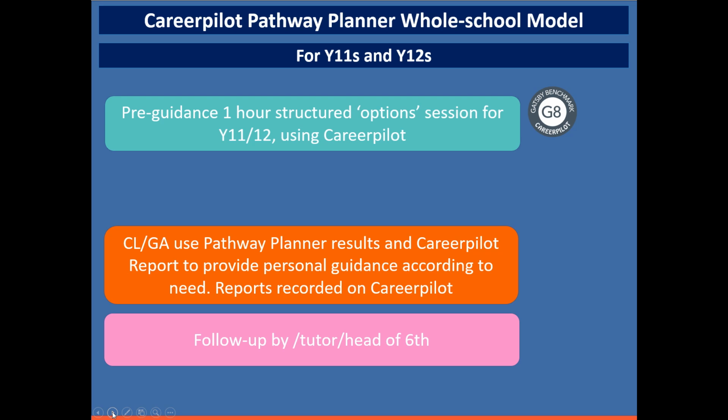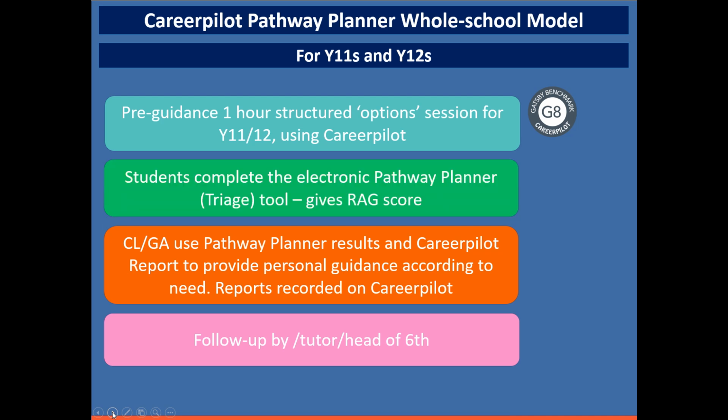So it starts with what we call our pre-guidance session. This is a preparation session which is focused on the option choices that are available to the students at the next stage. We know schools will do all sorts of things to prepare for option choices, but in this 1 hour session in an IT room, we're going to make sure they know all the options available to them, and we're going to give them time to explore them on Careerpilot. And then for the last 10 minutes of the session, we're going to ask them to do the Pathway Planner.